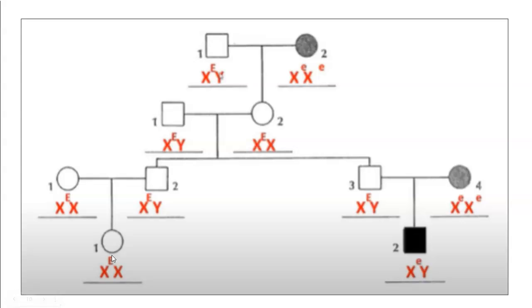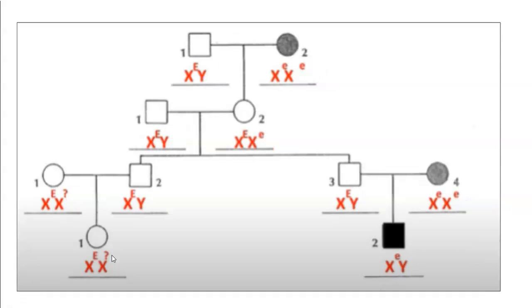Since we don't know, those individuals are going to end up with question marks. So we have question marks here, and we were able to fill in this one. Those are the 4 steps on how to solve sex-linked pedigrees.